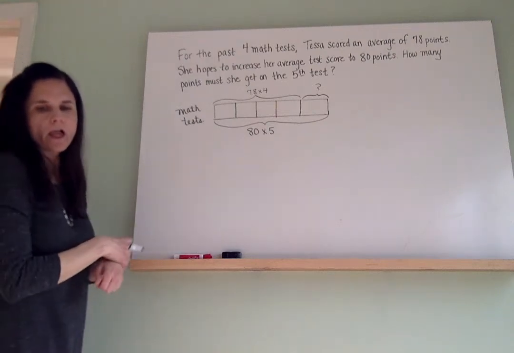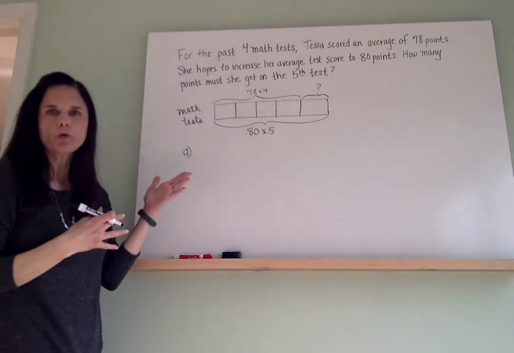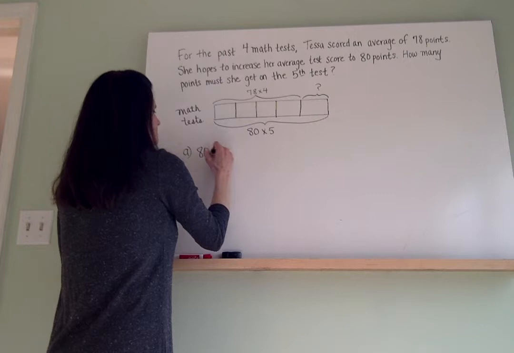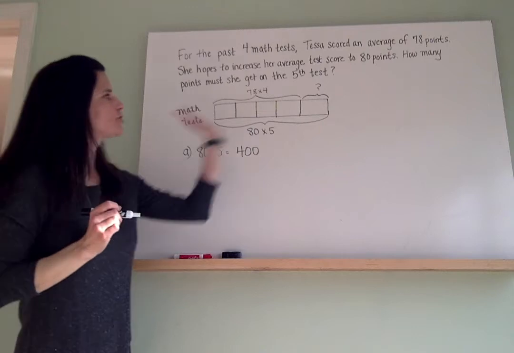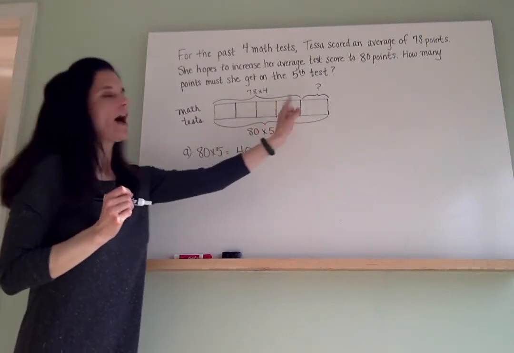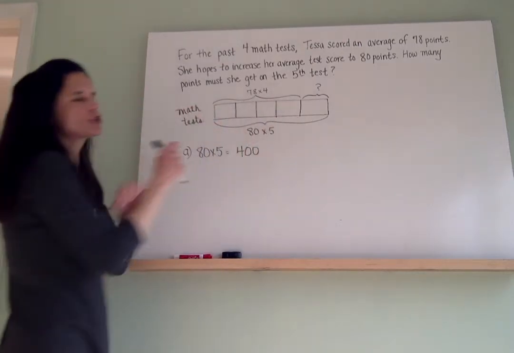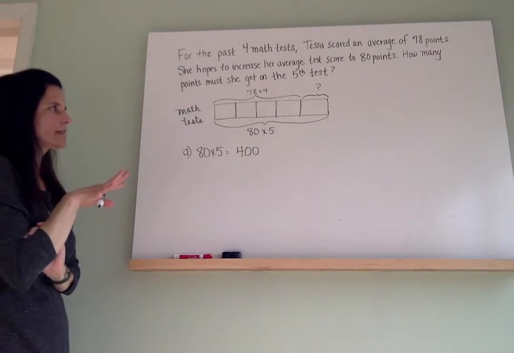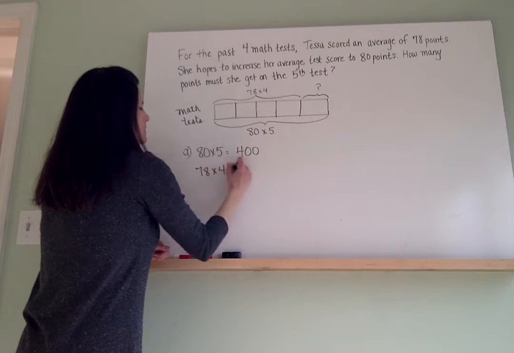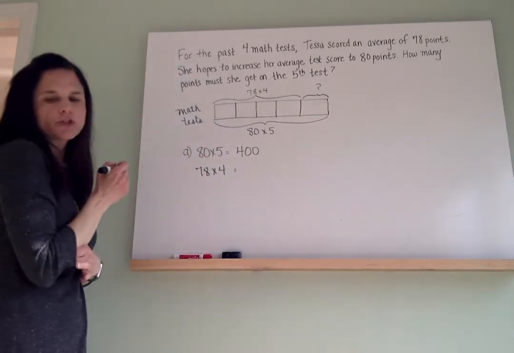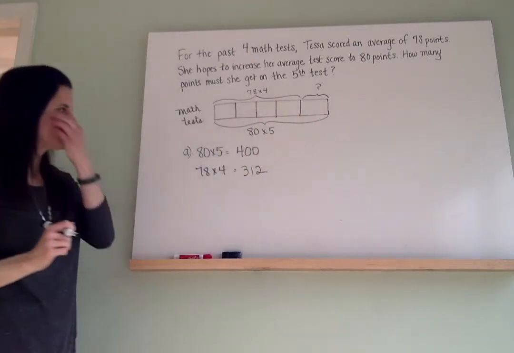So let's do that. Our first step would be, let's calculate all the total points, 80 times 5. Well, obviously that's 400 points that she needs to have total for all 5 of the tests. All right, and then how many total points does she have for the first 4 tests? That's what we need to calculate next. When you calculate that, you should get 312 points. That would be the 78 times 4.